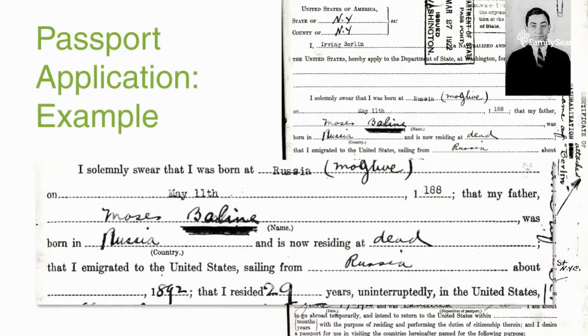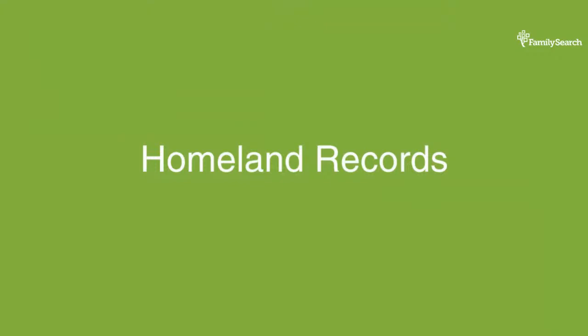So here's an example. This is Irving Berlin, who is an early composer, of things like White Christmas. And it says he was born in Mogilev, Russia, May 11th, 1888. His father is Moses Belin, who was born in Russia, and is now residing at dead, meaning he's deceased, and that he immigrated to the United States sailing from Russia in 1892. So keep in mind, those are some records you can look at that are directly immigration related, immigration adjacent.